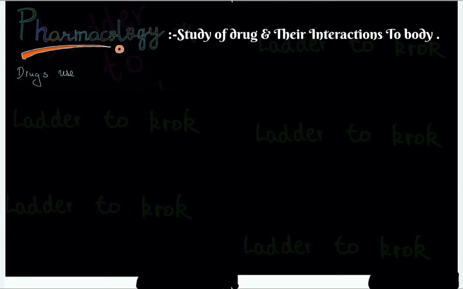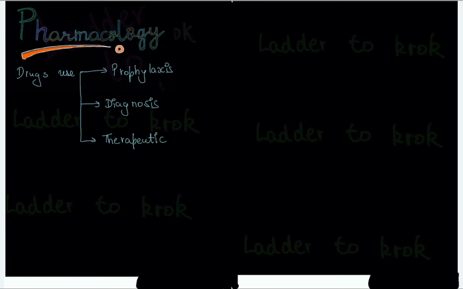Okay, so a drug can be used as prophylaxis, diagnosis, and therapeutic. So prophylaxis means to prevent some disease. Example we are taking here is mefloquine. Mefloquine is used as prophylaxis for malaria. To prevent some disease is prophylaxis, malaria.